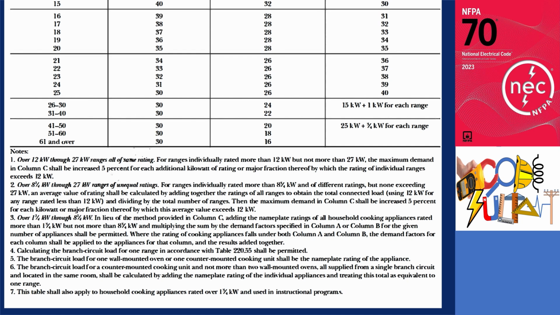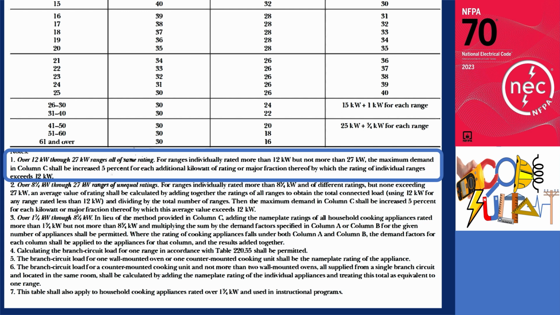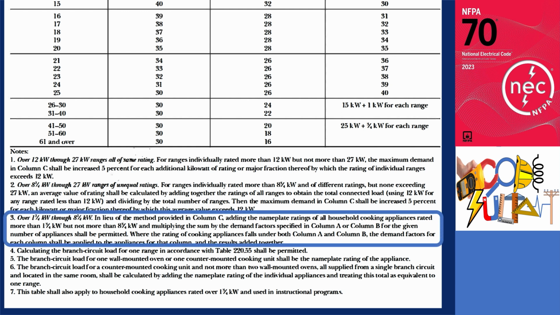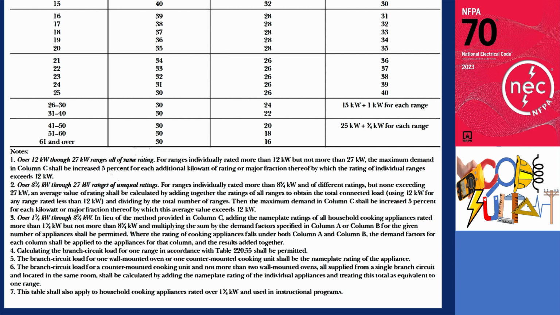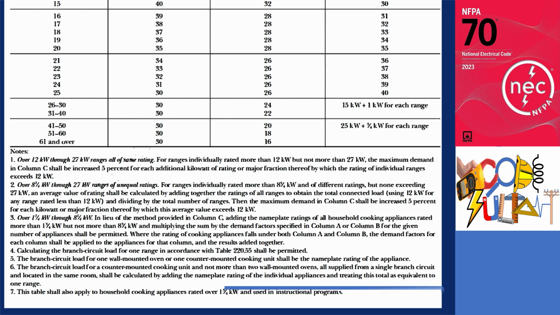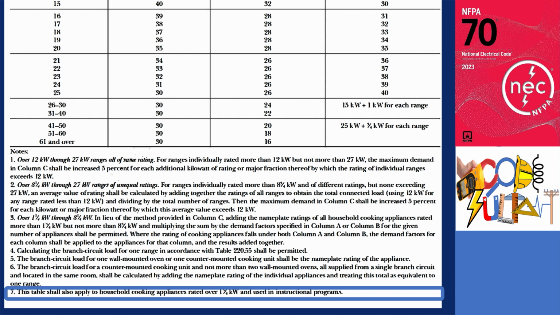The notes. NEC's special seasoning below the table are 7 notes, each one a special adjustment for unique scenarios. Note 1 adjusts the demand when all ranges are rated over 12 kilowatts. Note 2 handles ranges with unequal ratings, using an average value. Note 3 allows you to use columns A and B for appliances between 1 3/4 kilowatts and 8 3/4 kilowatts, instead of column C. Notes 4 to 6 guide you through branch circuit loads for single appliances, combinations, and shared circuits. Note 7 reminds us that this table also applies to cooking appliances used in instructional programs, like culinary schools.